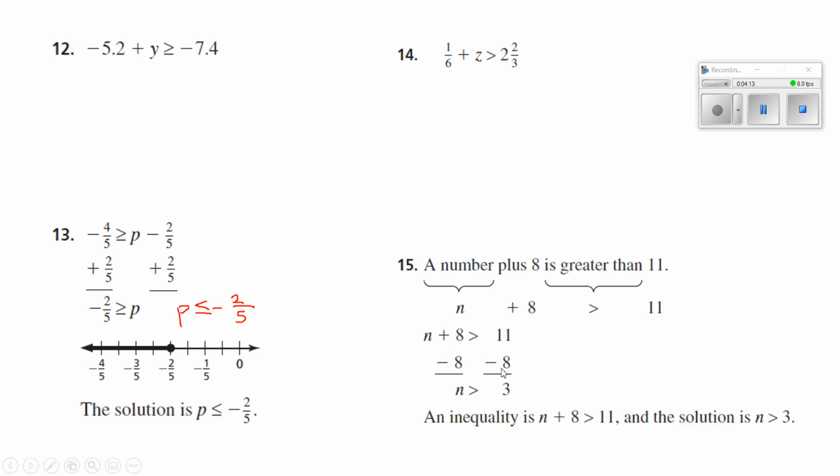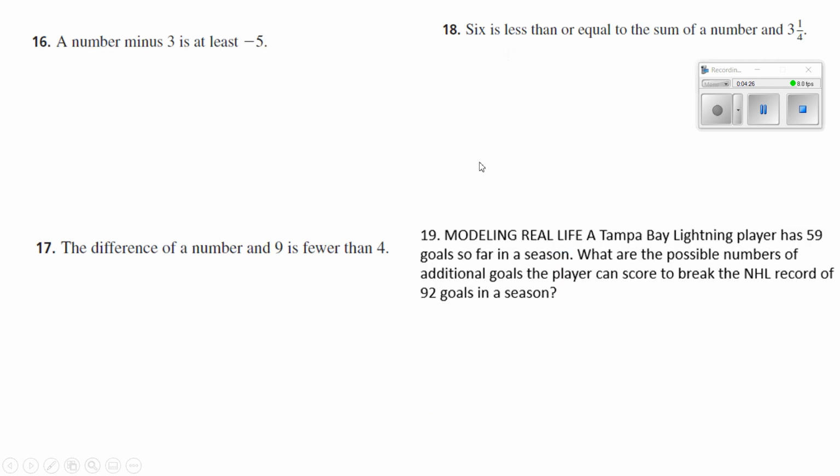Whatever I take from one side, I take from the other. 11 minus 8 is 3, so n is going to be greater than 3. So the inequality is n plus 8 is greater than 11, and the solution is n is greater than 3. All right? I believe number 16 is yours. That makes number 17 mine.